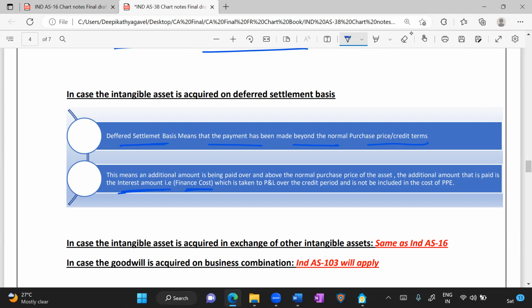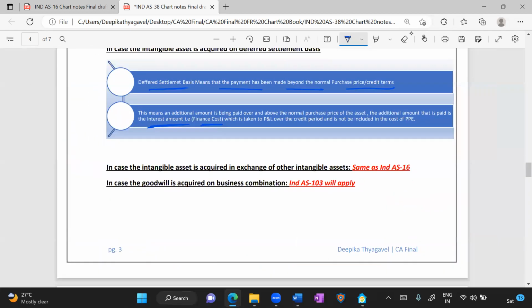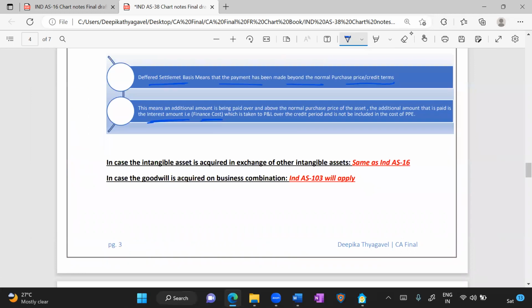So I'm not going again in detail, but I hope you know all of these points as well, right? The treatment remains the same as IND AS 16, as intangible assets are acquired on a deferred settlement basis. Next is an intangible asset that is acquired on an exchange basis. Again, same as IND AS 16.